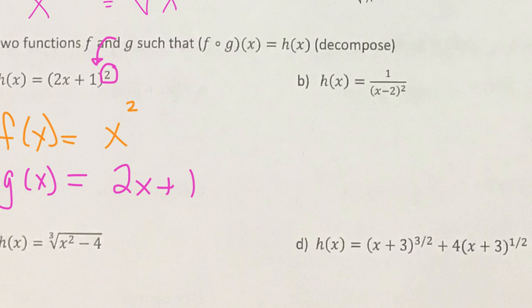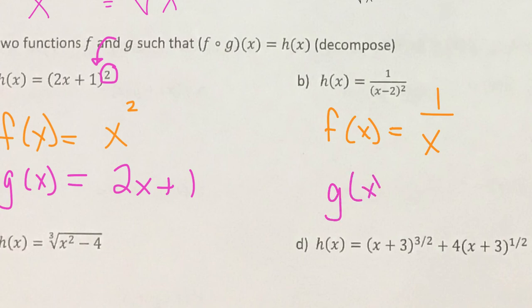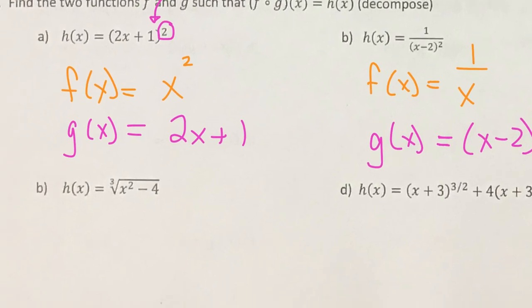Part B, the parent function could be considered just 1 over x, or maybe 1 over x squared, if you wanted to think of it like that. But let's just call it 1 over x, because then the other one would have to be x minus 2 squared. Okay, you could have also put the squared on the x and then left g as x minus 2. That would have also been an acceptable way to compose those two. Okay, so there are more than one answer to a composition question.